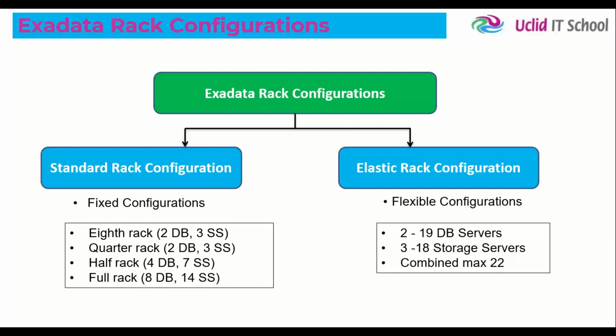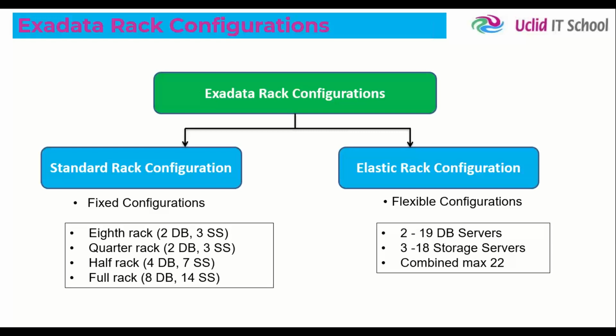The eighth rack configuration is the smallest configuration with less cost. You can use it for basic workload, minimal workload deployment. Then you have full rack configuration, which is the highest configuration, and it is good for high-end workload. And of course, it costs more compared to eighth rack. So, like a car is available in different editions: basic edition, mid-level edition, high-end edition. Under each edition, you have some feature differences, right? Similarly, standard rack is available in 8th rack, quarter rack, half rack, and full rack.